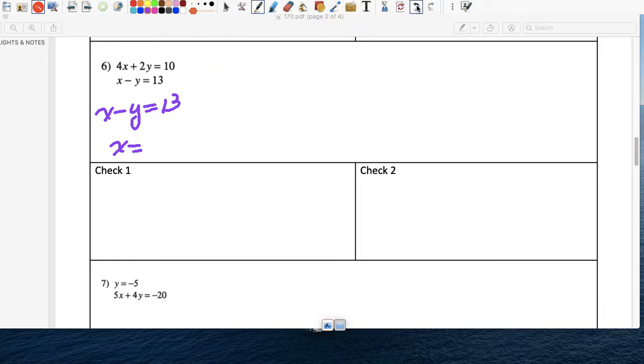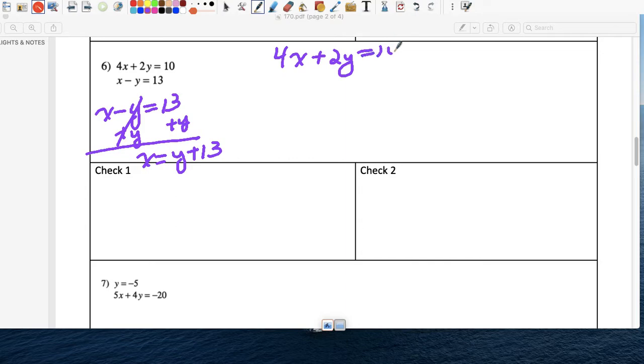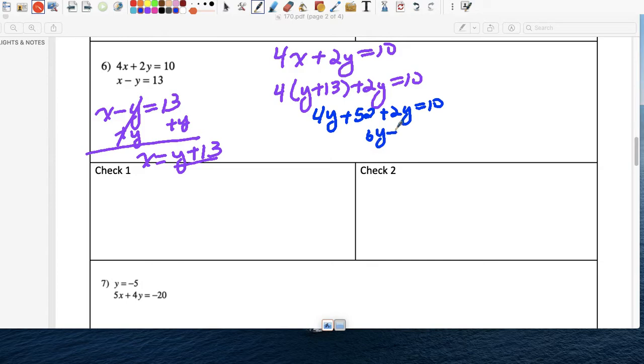So I'm going to do plus y, and I'll do plus y over here. If I do that, these two go away, and x is y plus 13. Ta-da! Now I'm going to go back to my first equation, and wherever I see x, I'm going to replace it with y plus 13. So 4 times y plus 13 plus 2y equals 10. Now it's just a matter of 4y plus, what is that, 52, plus 2y equals 10. You get 6y plus 52 equals 10. Minus 52 on both sides.